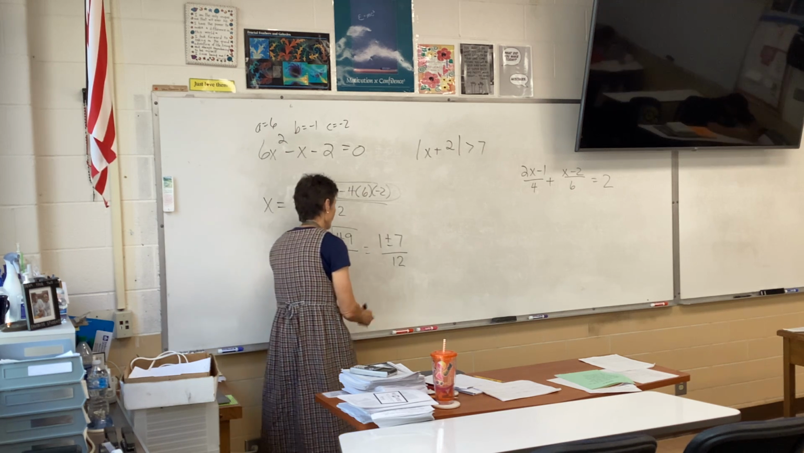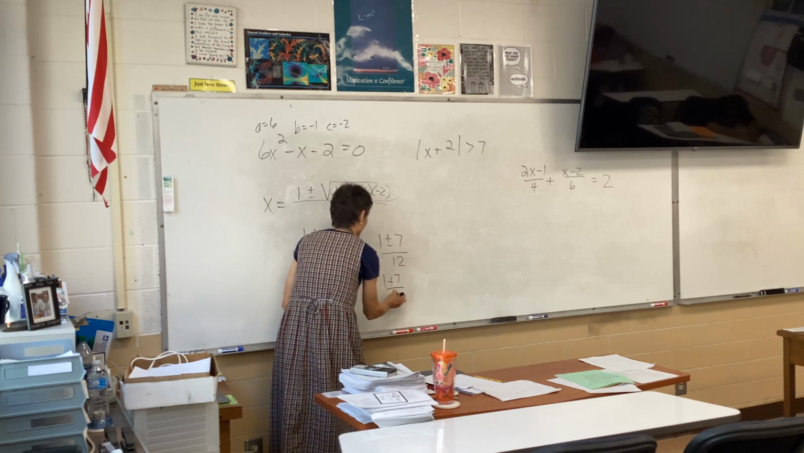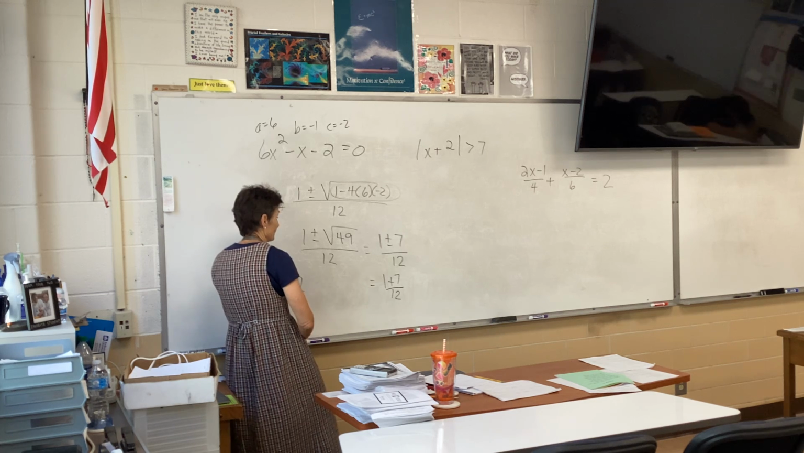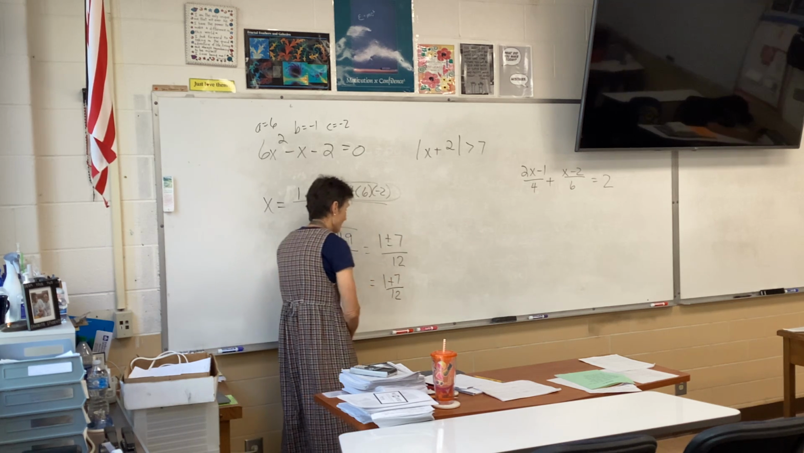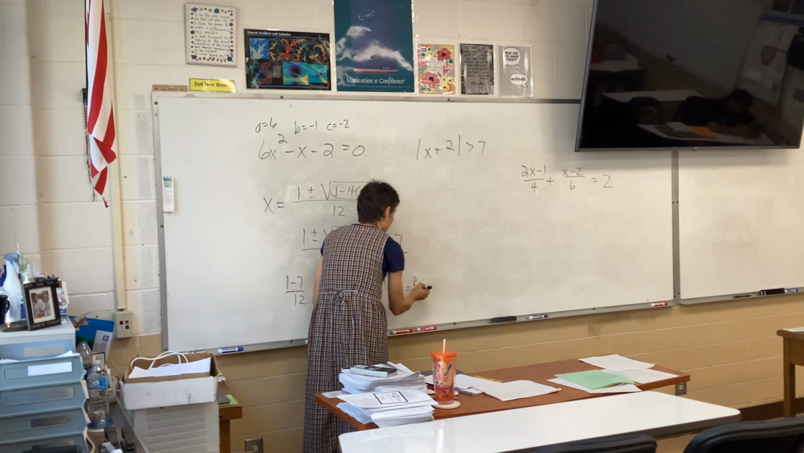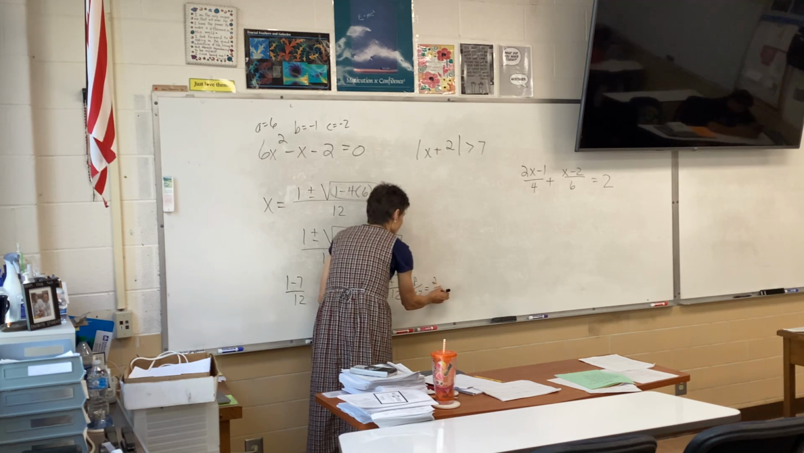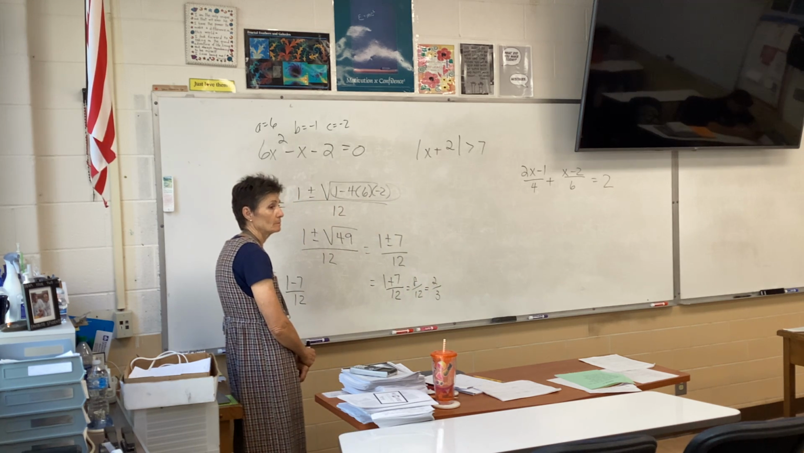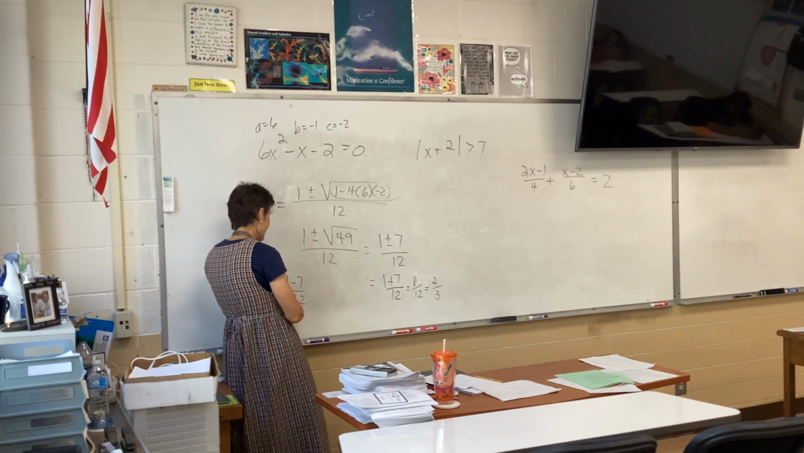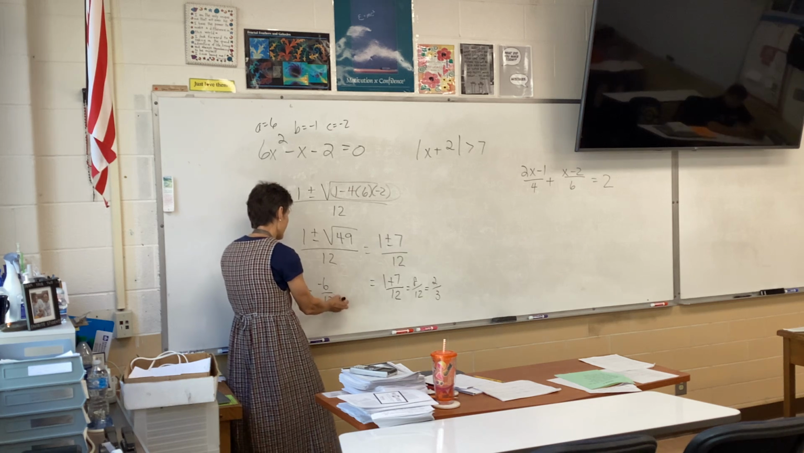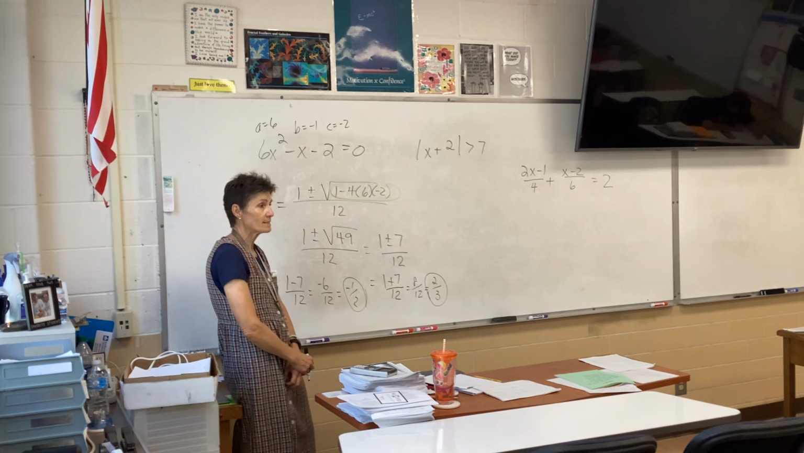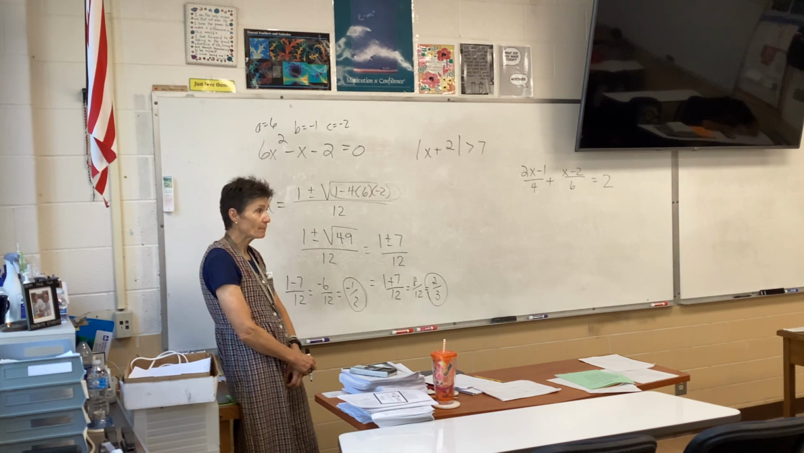So now we do 1 plus 7 over 12 and 1 minus 7 over 12. All right, what's 1 plus 7? 8 over 12 reduces by 4s, 2/3. One minus 7 is -6, so that one's -1/2. So we got 2 nice, neat little answers. That doesn't happen a lot.